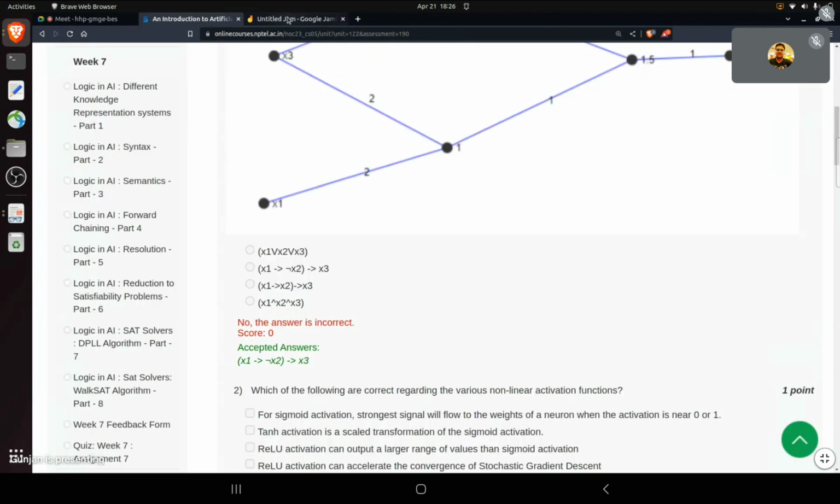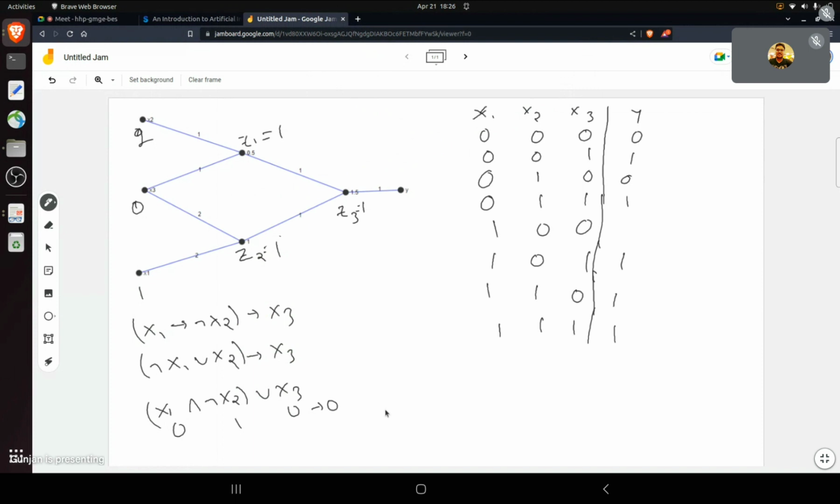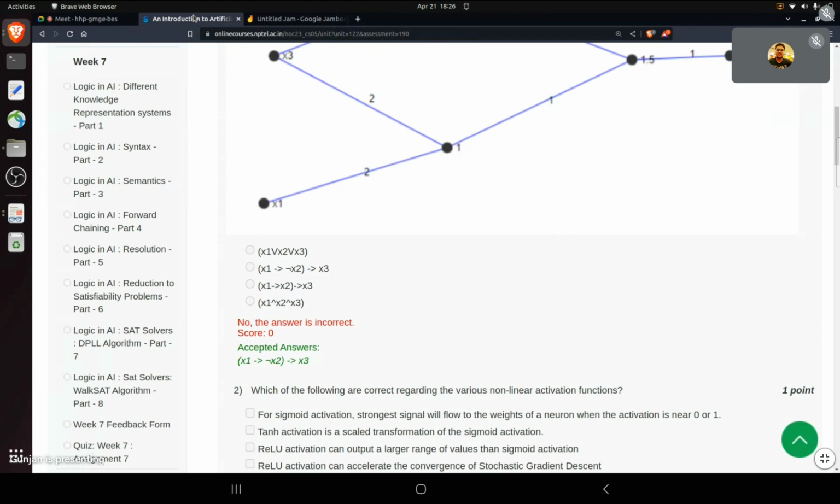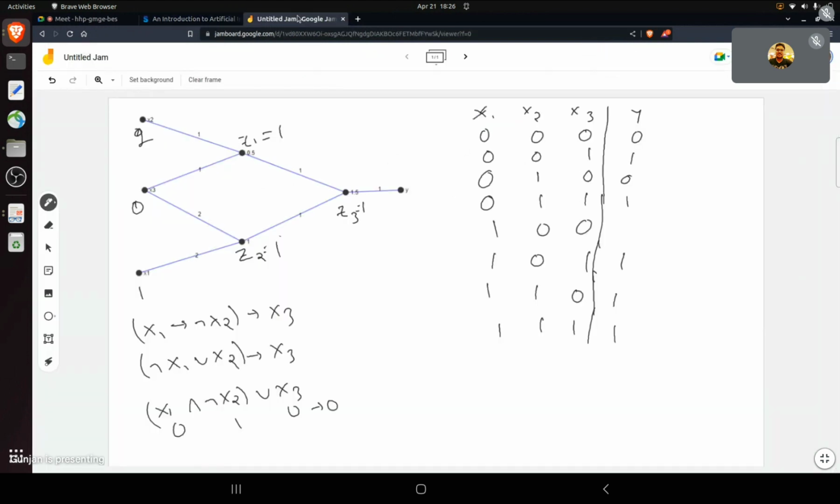Why not option number three? Can you elaborate on that? Because option number three is not symmetrical. X1 implies x2 implies x3. So x1 implies x2 is not symmetric. X1 implies x2 implies x3 is not symmetrical. If you swap x1 and x3, the answer does not become the same thing.